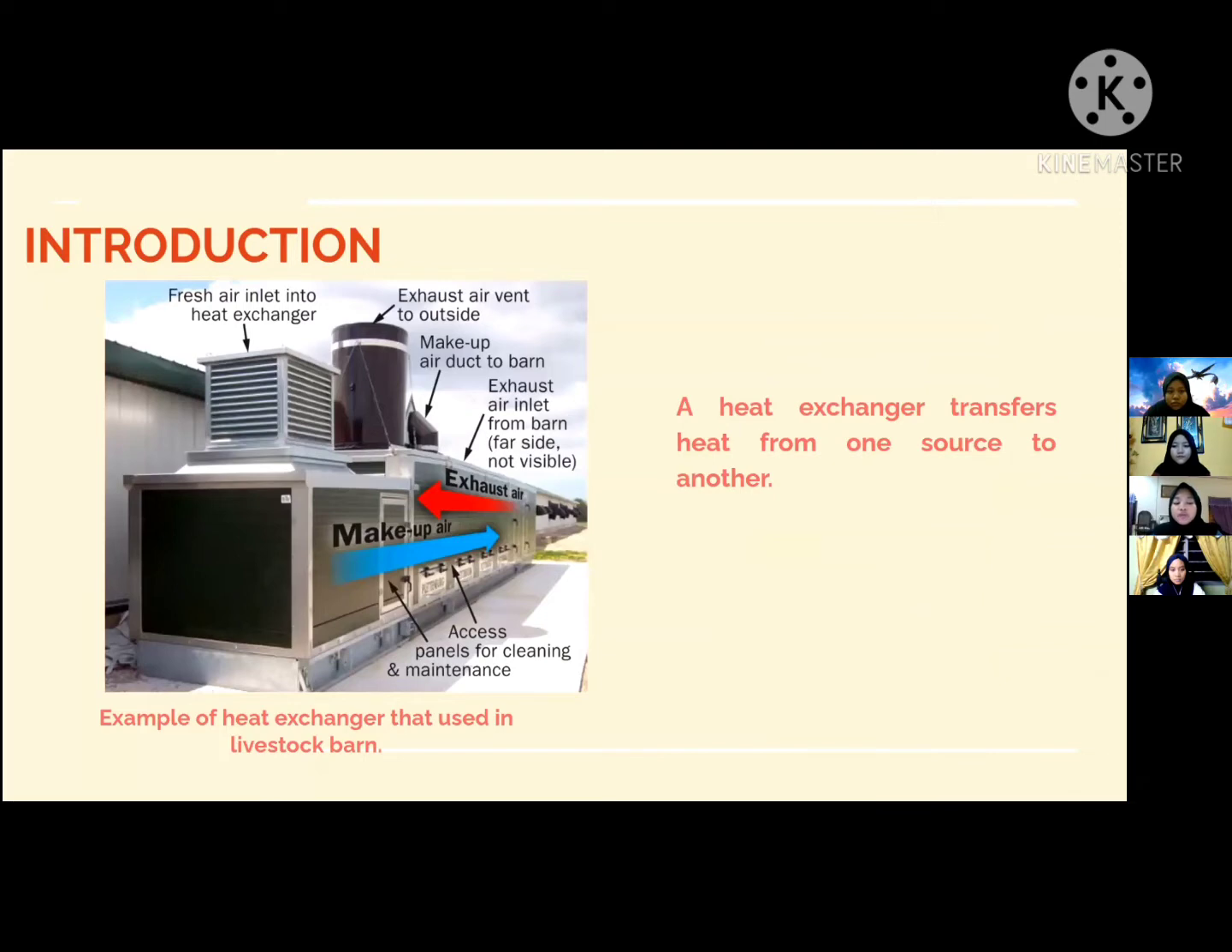A cool fluid and a warm fluid will flow in opposite or cross directions in the heat exchanger. Heat from the warm fluid will dissipate into the cool fluid by conduction through the heat exchanger surface. As you can see in the figure, this type is 100% designed to handle ventilation in summer months. The exhaust air and make-up air travel in opposite directions through the core, and heat moves between them. Next.